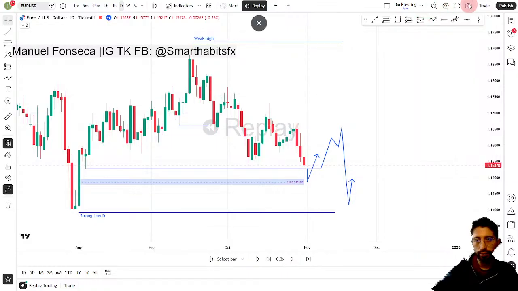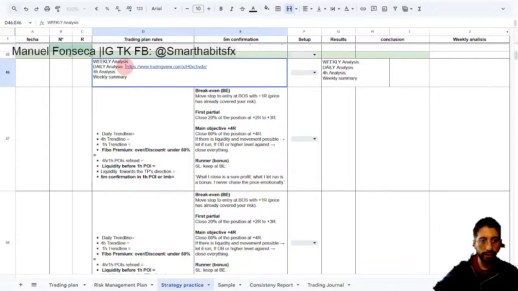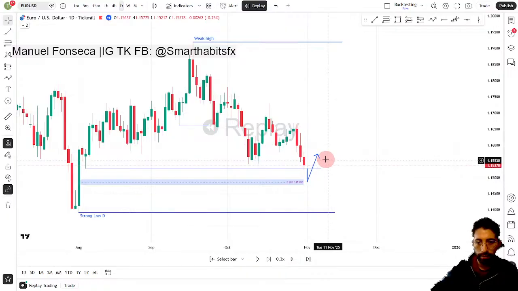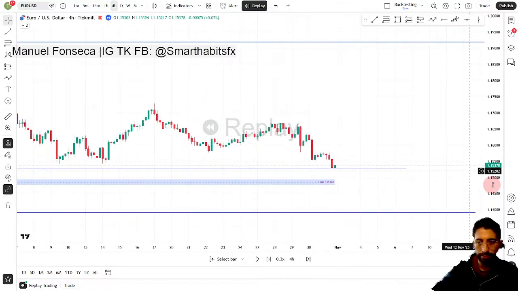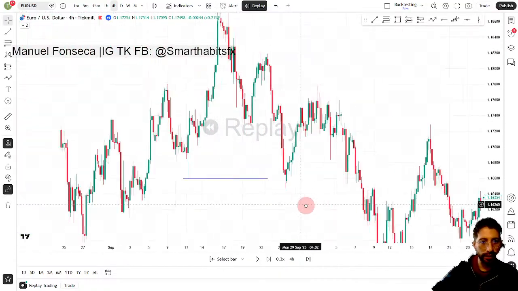Okay, so once I do this, I copy this and I go to my journal and I write it here. I do a weekly analysis, but because we're in a backtest, I'm just gonna do the analysis from the daily time frame. Now in the 4 hour time frame, let's check here. All right, now in 4 hour time frames, let's see the next.